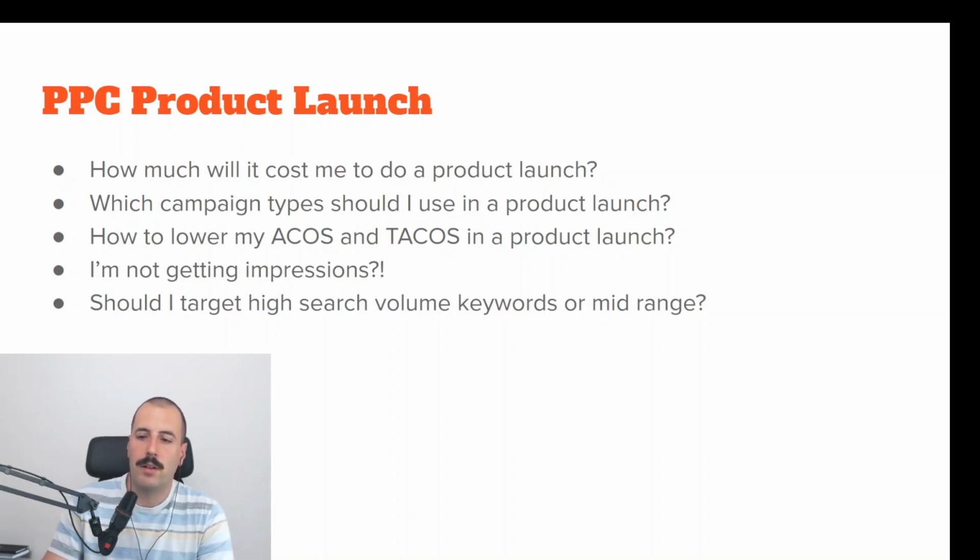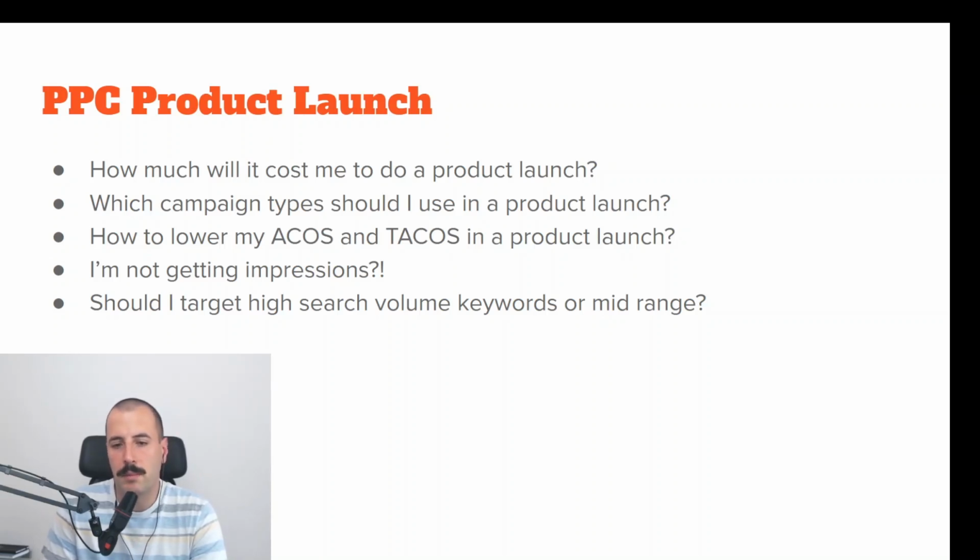Later on, even after a month, I would maybe add a broad match campaign, but be really careful with the search terms and negating. And an auto campaign is also pretty good. An auto campaign can be added maybe even 2 weeks in.